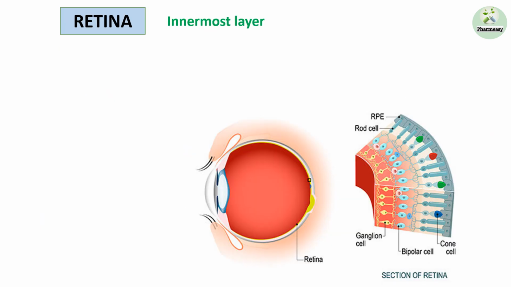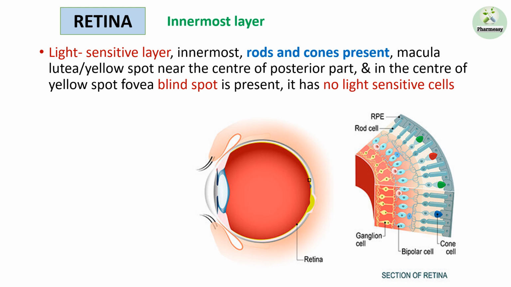Last layer is retina. It is the innermost and light-sensitive layer where rods and cones are present. Macula lutea or yellow spot is present near the center of the posterior part, and in the center the blind spot is present. Blind spot has no light-sensitive cells. There are approximately 120 million rod cells and 6 million cone cells in the human eye. This figure clearly shows the retina.